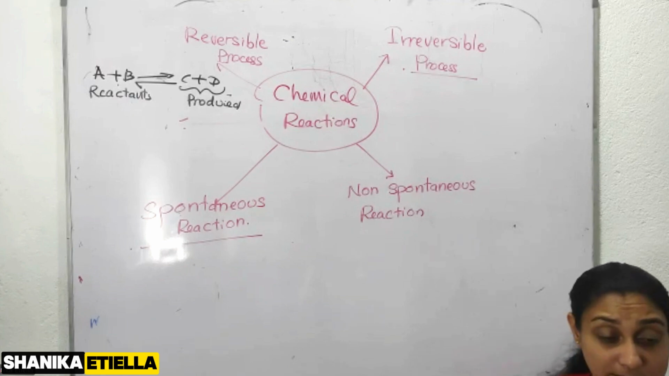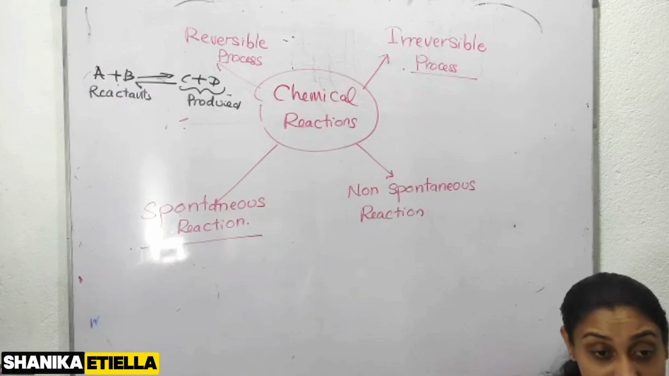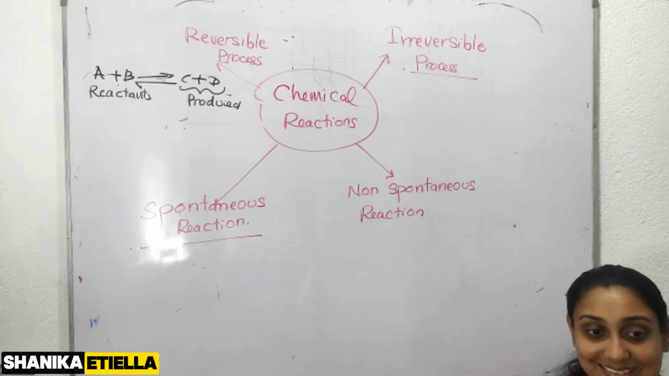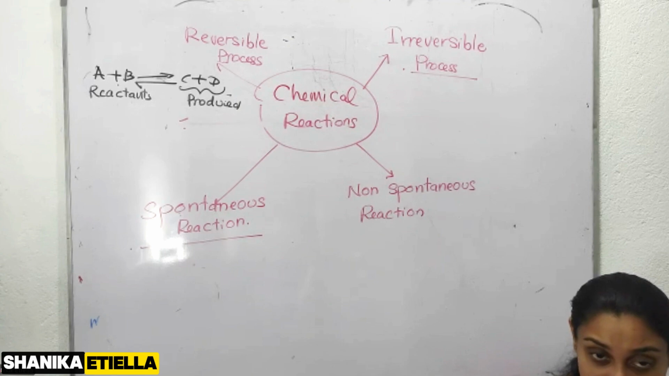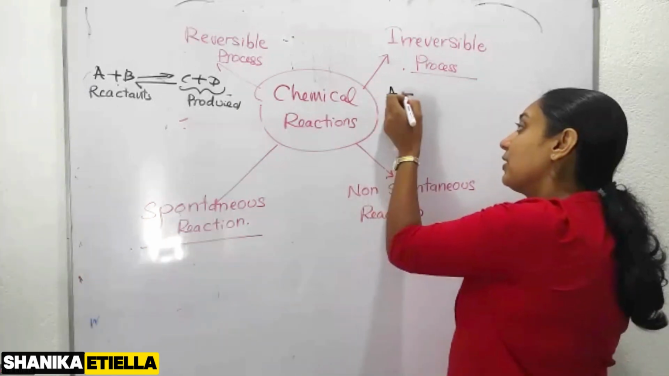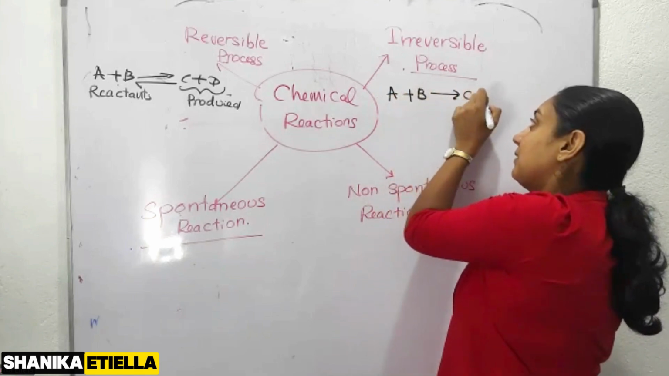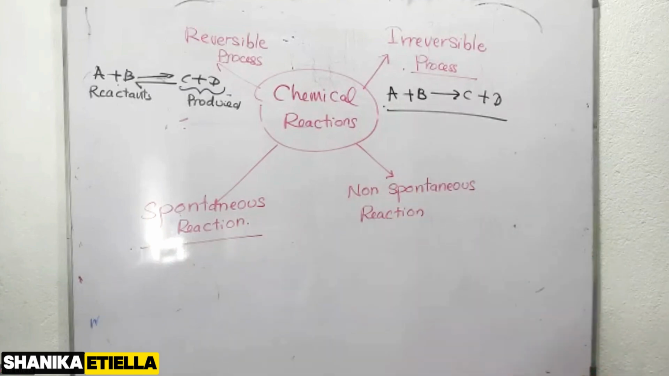Then what are the irreversible reactions? Irreversible reactions are the reactions which cannot convert products into reactants back. Like growth, we can't go back to our childhood now. Likewise, we can't change the products into reactants again. Just one-way reactions. The reactions occur in one direction, A plus B to C plus D.